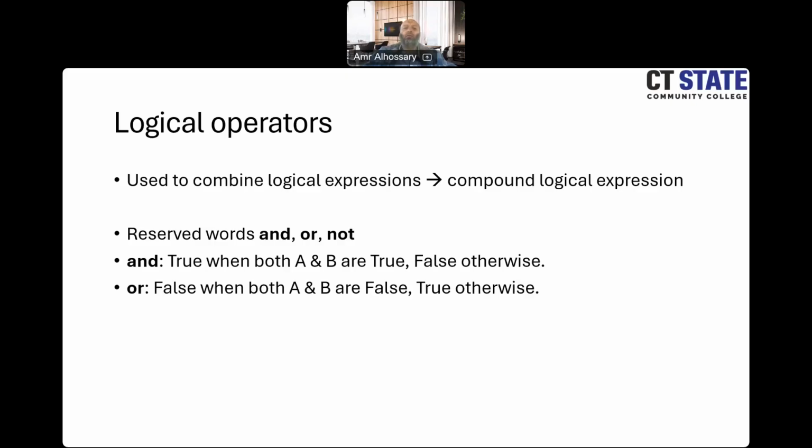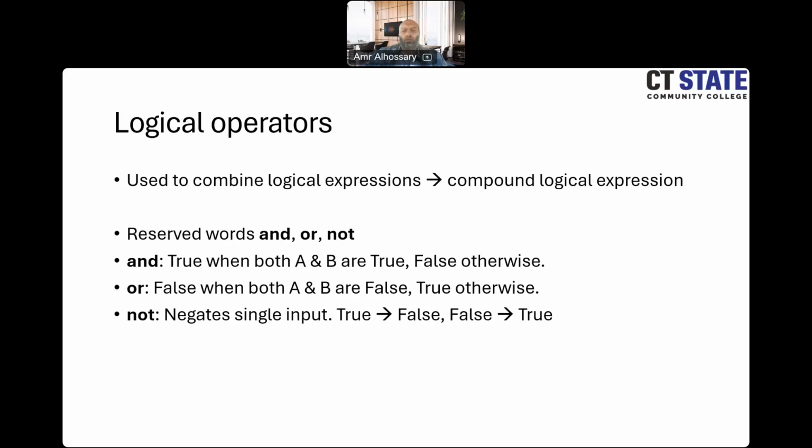OR is false when both A and B are false, true otherwise. So if A is true, then the expression is true. If B is true, it is true. If both of them are true, the expression is also true. And this is a little tricky. We'll talk about it in two lines.